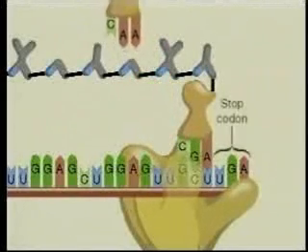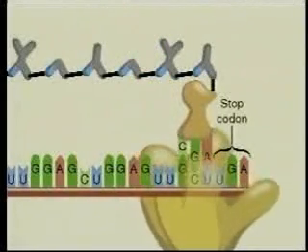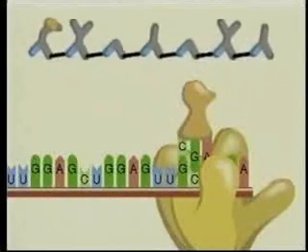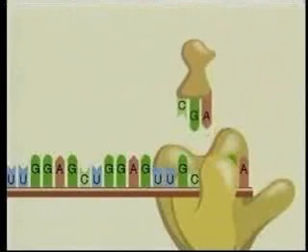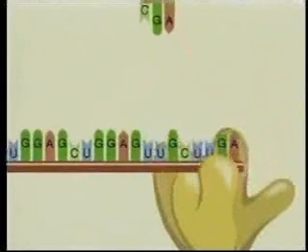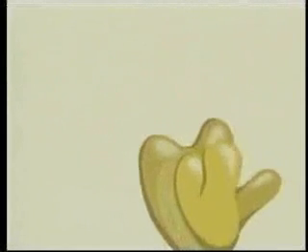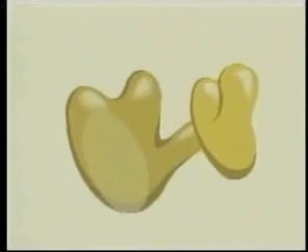At the end of the mRNA, the ribosome encounters a stop codon, such as UGA. The completed protein is released. The tRNA floats off, and the mRNA detaches from the ribosome. The ribosome splits into small and large subunits.